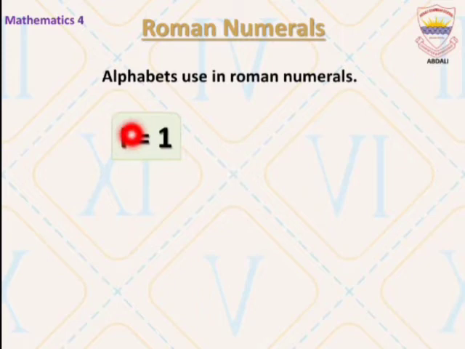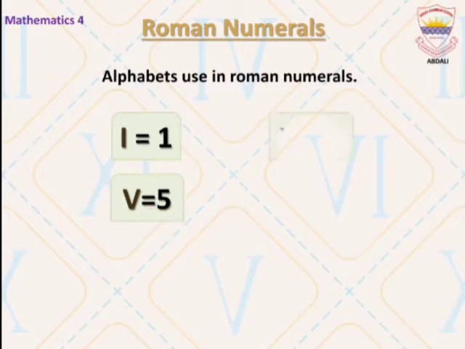I is equal to 1. Our first alphabet is I. Our second alphabet is V. V is equal to 5.